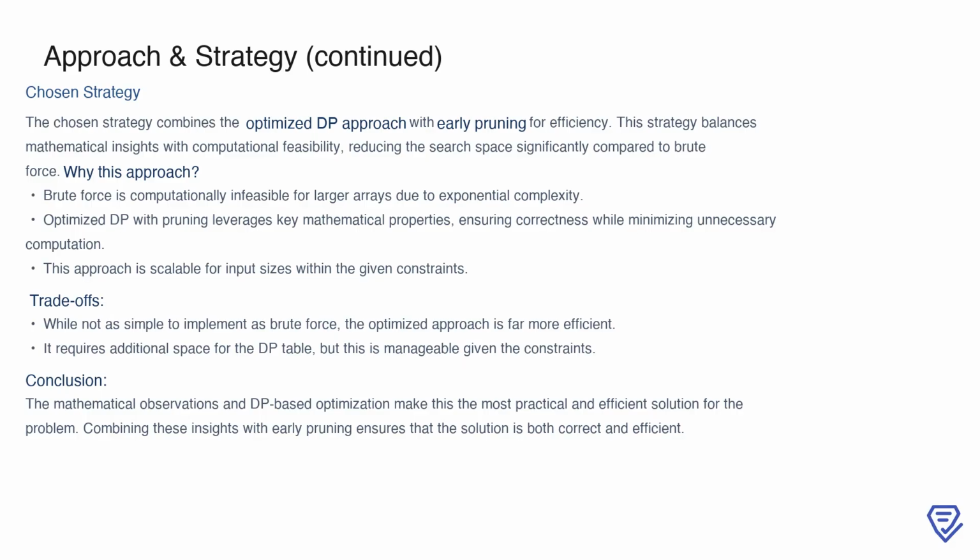The reason for choosing this strategy lies in its scalability and practicality. Brute force, while simple, is intractable for larger arrays due to its exponential complexity. On the other hand, the optimized DP approach, augmented by pruning techniques, leverages mathematical properties to minimize unnecessary computations. Of course, this strategy requires additional space for the DP table and is more complex to implement than brute force, but these trade-offs are manageable given the significant performance improvements. By combining mathematical observations with algorithmic optimizations, this solution ensures both correctness and efficiency, making it the most suitable choice for solving the problem within the given constraints.